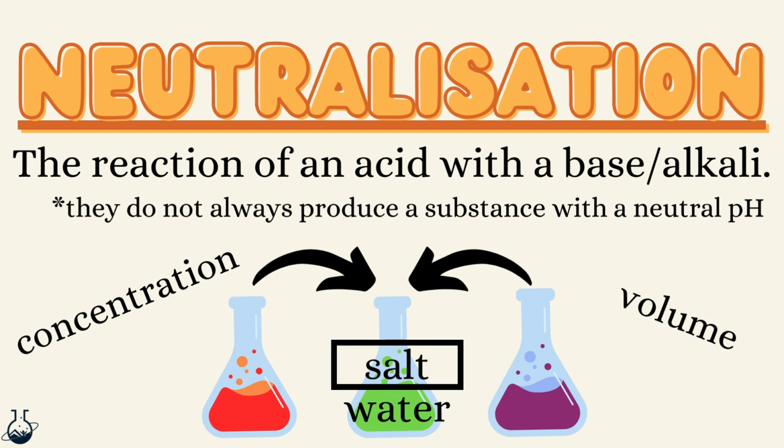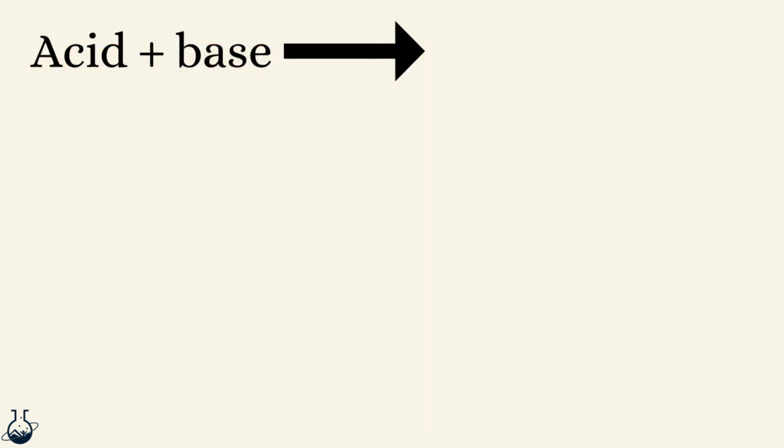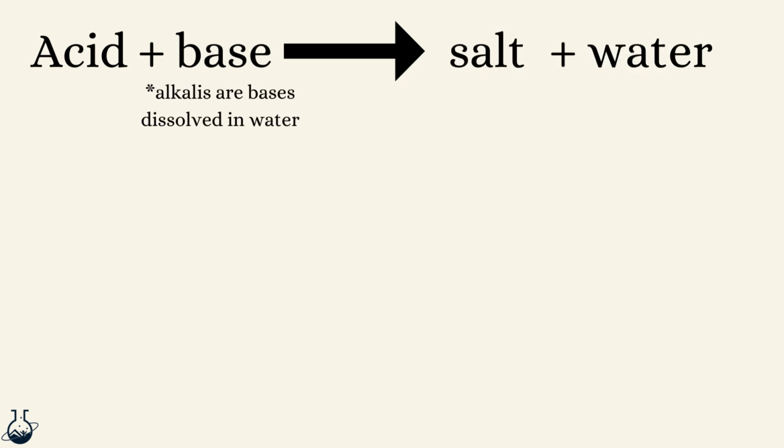Now, the salt that is produced will depend on the acid that you add to your base or alkali, and we can work this out using some word equations to summarise these reactions. The general word equation we use is an acid plus a base or alkali makes salt and water. Remember that alkalis are bases dissolved in water. If you need to recap this point, you can watch the first two videos of this series to catch up, and you can return here later.